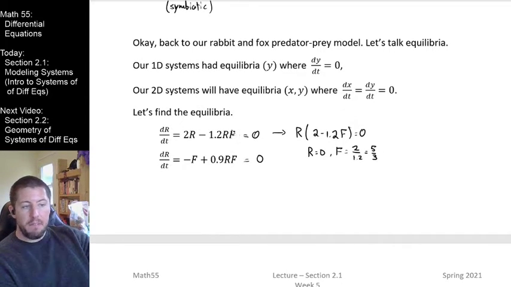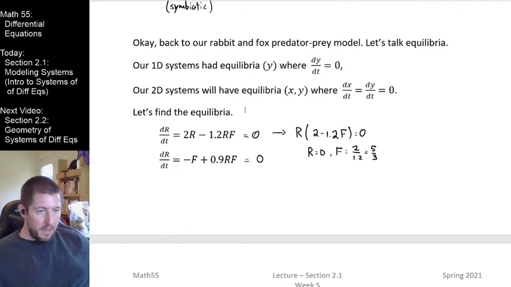If f is 5/3, then what we're going to get is 2r minus 2r equals 0. So if f is 5/3, I don't care what r is, dr/dt is 0. If r is 0, I don't care what f is, dr/dt is equal to 0. So I have not found any equilibria yet, because I still need to ensure that... oh my gosh, did the same thing again, I obviously copied and pasted that one before.